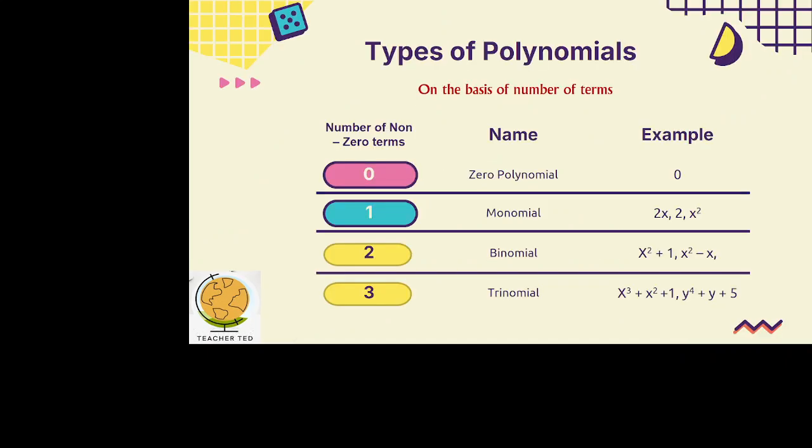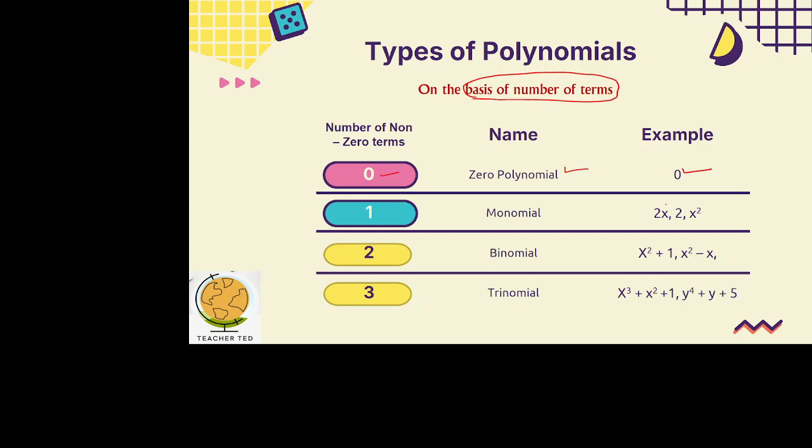Polynomials can be classified based on two important areas. The first one is on the basis of number of terms. If there is no term, we can call it the first category. If there are no terms here, there is zero, we can call it a zero polynomial. The number of non-zero terms is zero. There are no terms here, and we can simply call it a zero polynomial.